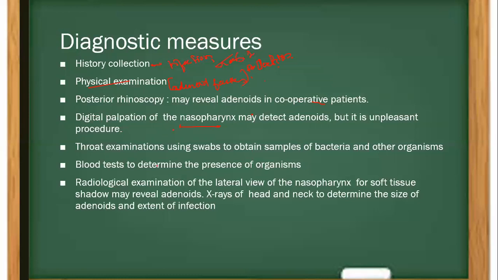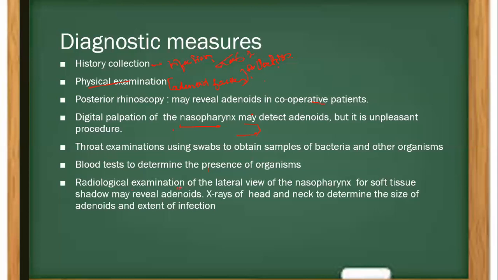Okay. Throat examination using swabs to obtain samples of bacteria and other. ഇപ്പൊ സ്വാബ് ത്രോട്ട് സ്വാബ് എടുത്തതിന് ശേഷം നമുക്ക് കൾച്ചറിന് വിടുവാണെങ്കിൽ we can get the clear picture of bacteria which are responsible for developing this kind of infection. Blood test to determine the presence of organisms. Blood culture ചെയ്യുമ്പോൾ നമുക്ക് അറിയാനായിട്ട് സാധിക്കും.